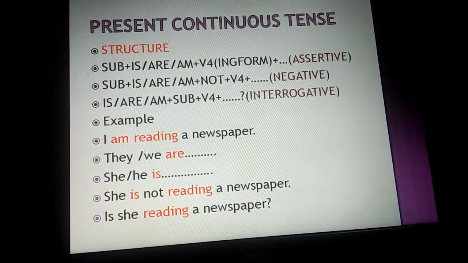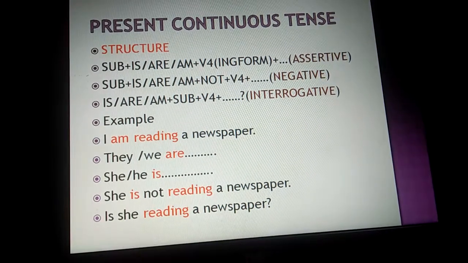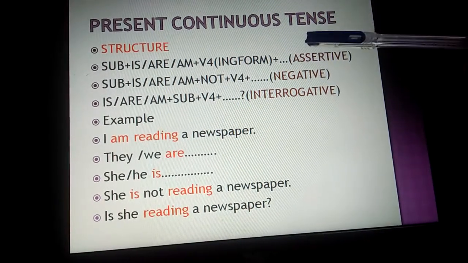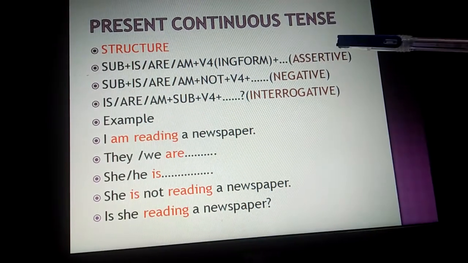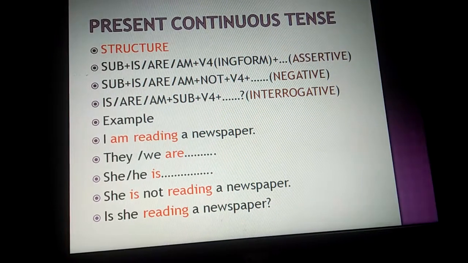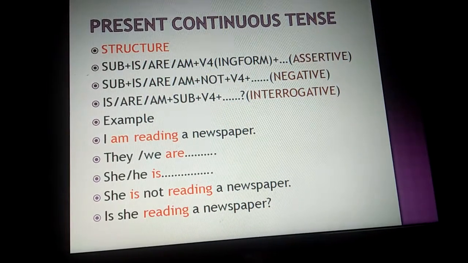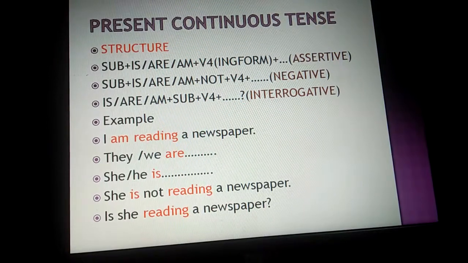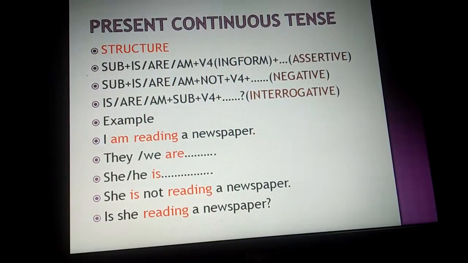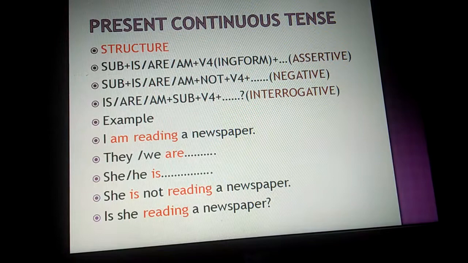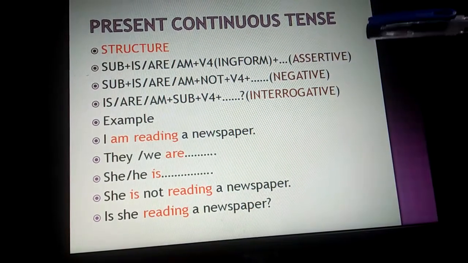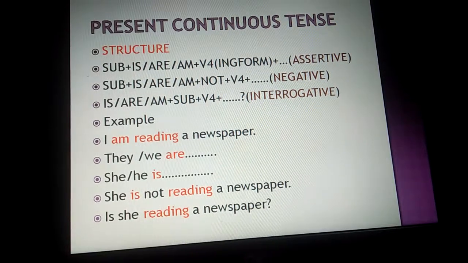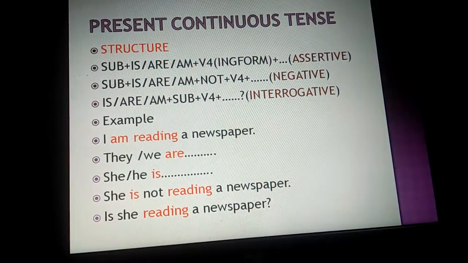In this module we are going to study about continuous tense, and let us begin with present continuous tense. In present continuous tense, we talk about the ongoing action at the exact time of speaking or the general present. It tells us about the ongoing action, the action which is going on right now. For example, if I say I am reading a newspaper, that means I am reading right now.